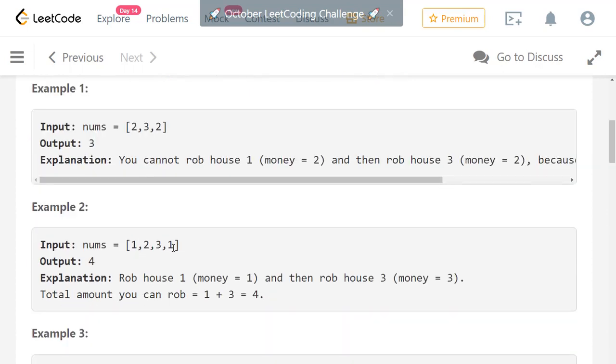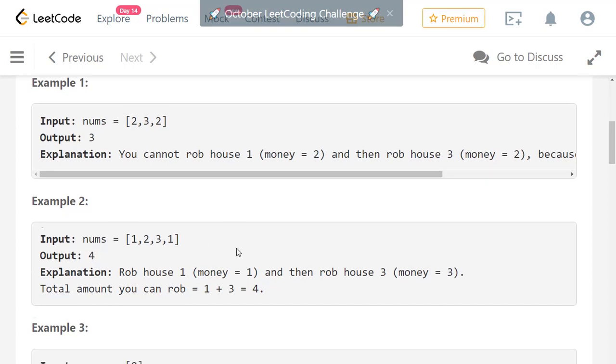In the second example we have four houses. There are two choices here. He can start from the first house, skip the second house because they are adjacent, then take the third house. So the value here will be 1 plus 3, 4. Or he can start from the second house, skip the third house, then go into the fourth house. So the value here will be 2 plus 1, 3. So the maximum of 2 is 4. 4 is the maximum value that you can get.